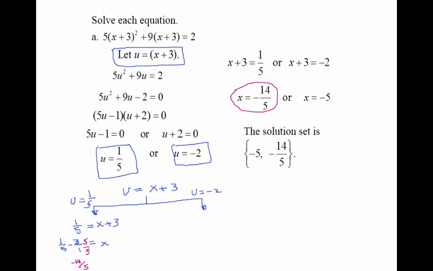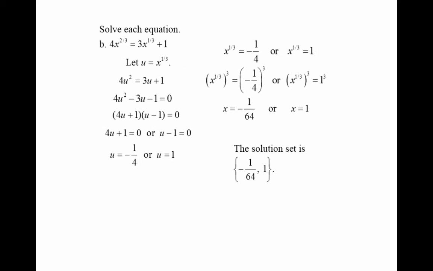Minus 14 over 5. So in this other case, if I let u be equal to minus 2, which is equal to x plus 3, and I subtract 3 from both sides of the equation, I get minus 5. I get two answers, x equal to minus 5, which is right here. So this would be the solution set: minus 5 and minus 14 over 5. You can always check your answer by substituting these values into the original equation, to see if it adds up to 2.